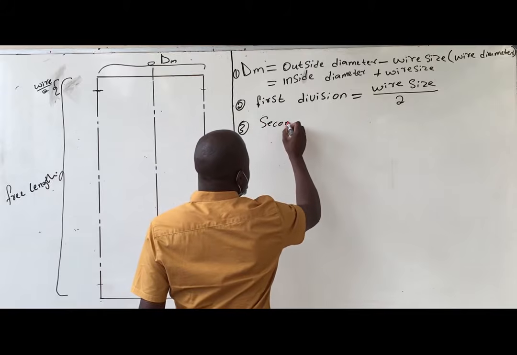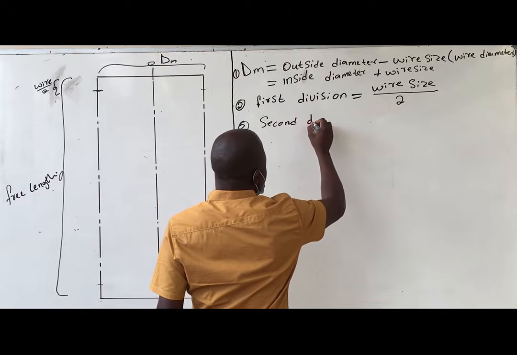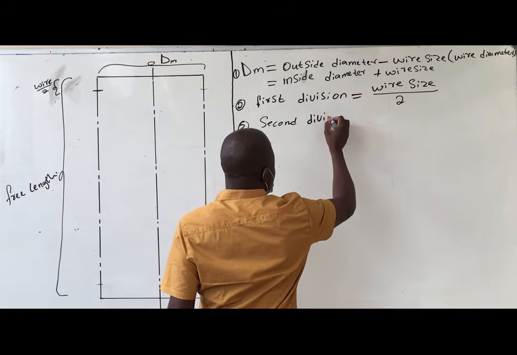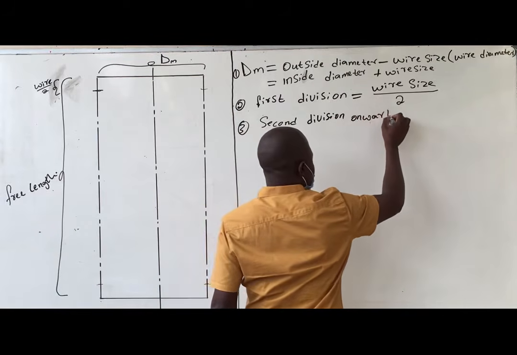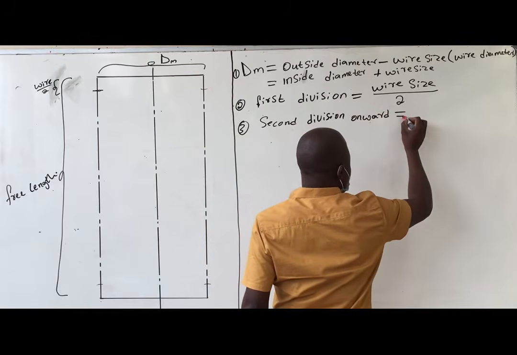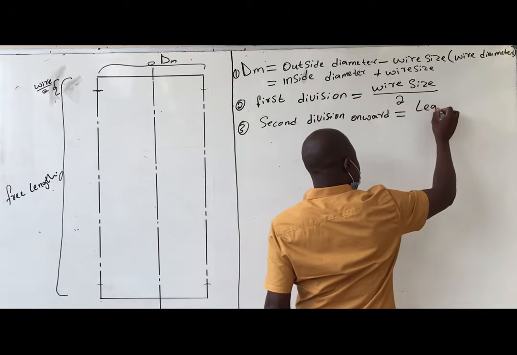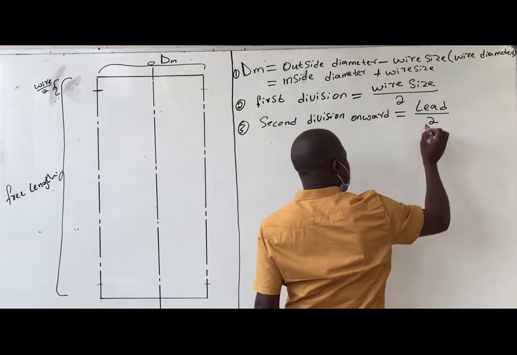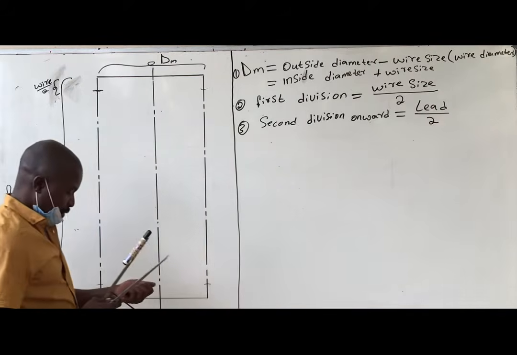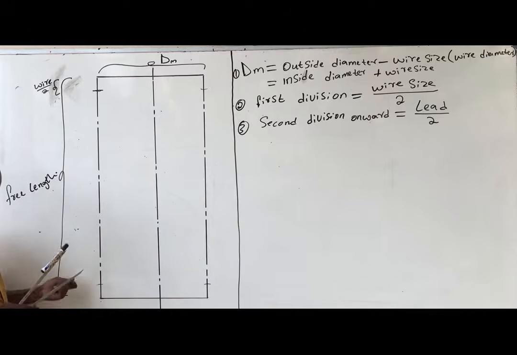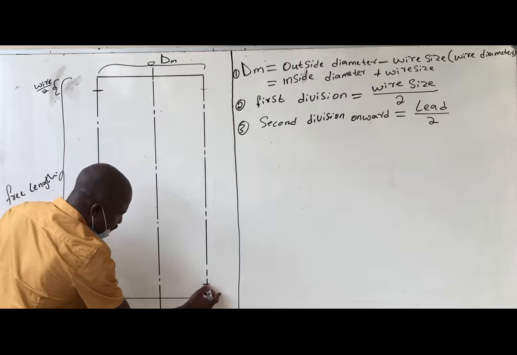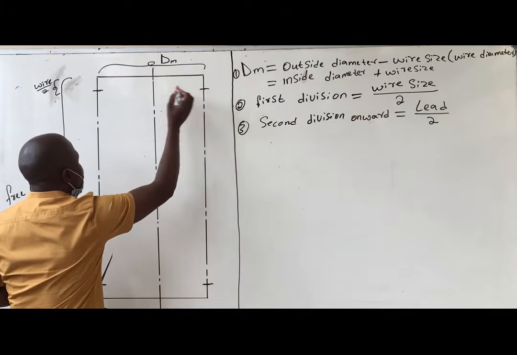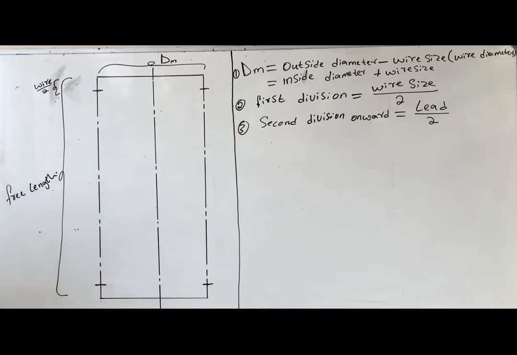Second division onward is equal to lead divided by 2. So now, after you measure the first division, for you to carry on with your divisions, you must take a lead and divide by 2. So now I have taken my lead.